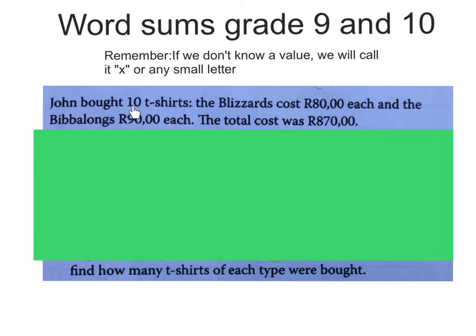It says here John bought 10 t-shirts. The Blizzards, which is a kind of t-shirt, cost him 80 Rand each, and the Bibelongs, which is another kind, cost him 19 Rand each. The total cost was 870 Rand. Then the question goes on and says, find how many t-shirts of each type were bought. Now we must put all this into maths and try and work it out. We're going to go through the sum together.